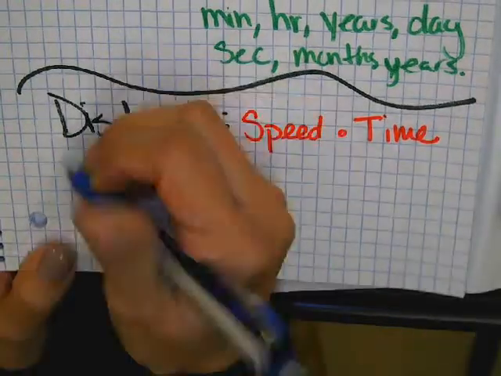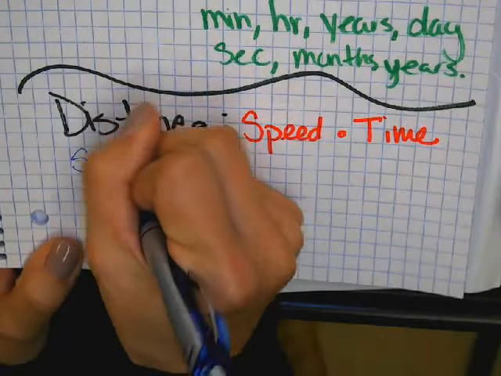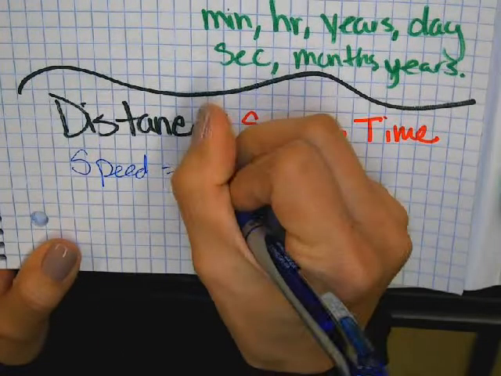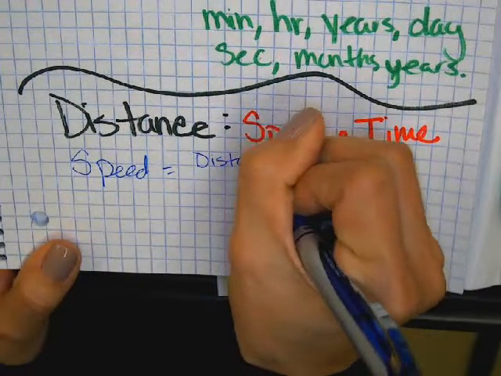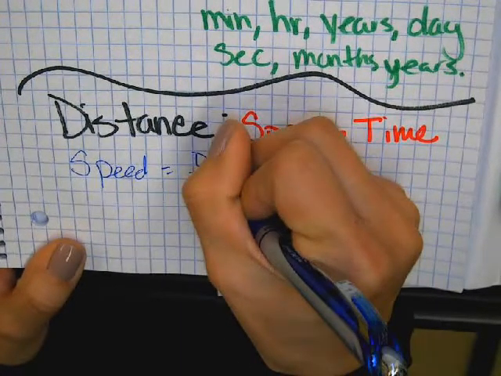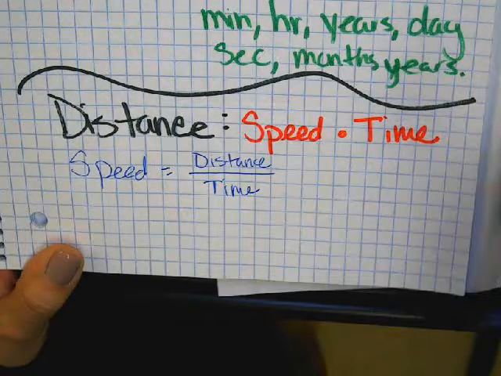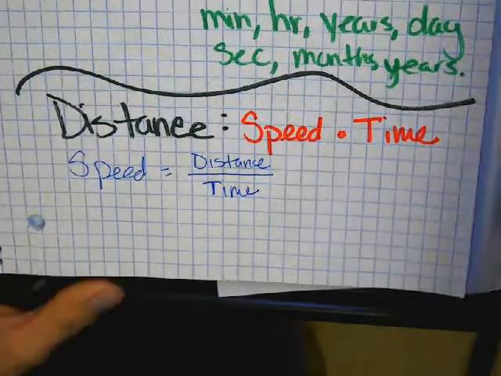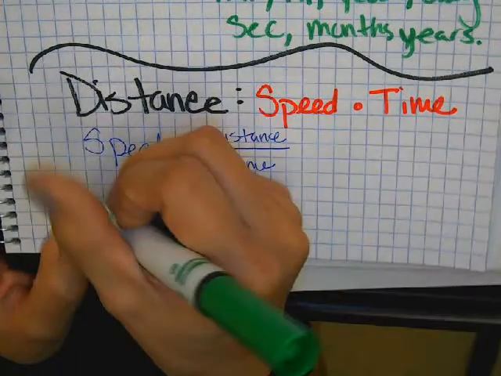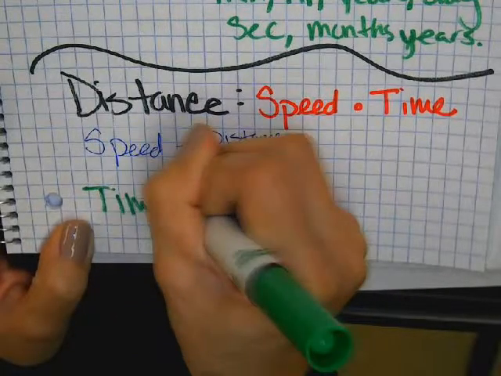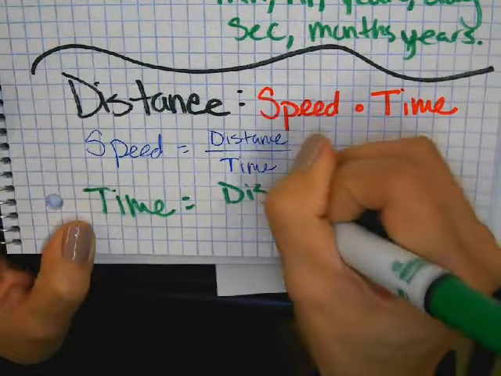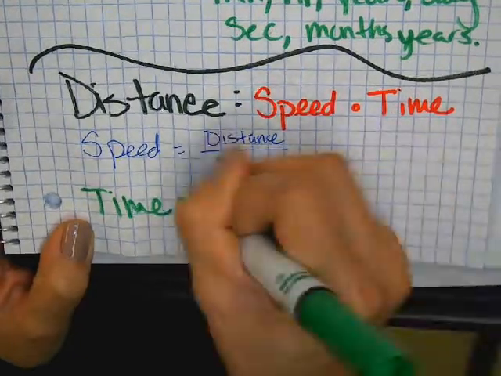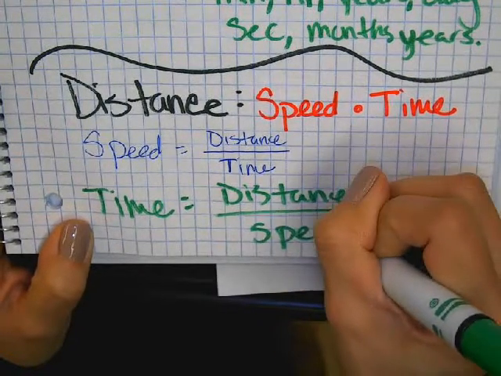The second one I'm going to teach you is the speed. Speed is equal to distance over time. And the last one I get to teach you today is time. Time is equal to distance over speed.